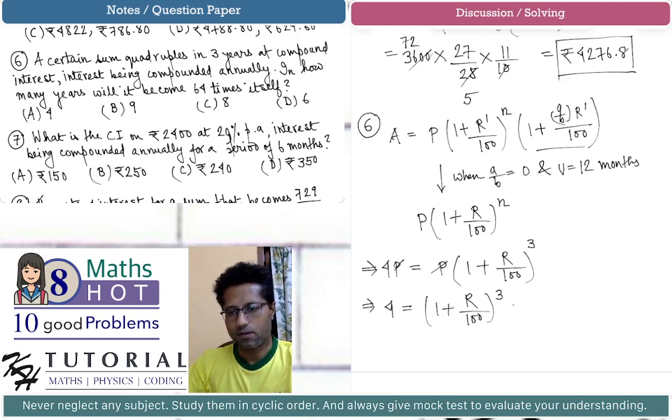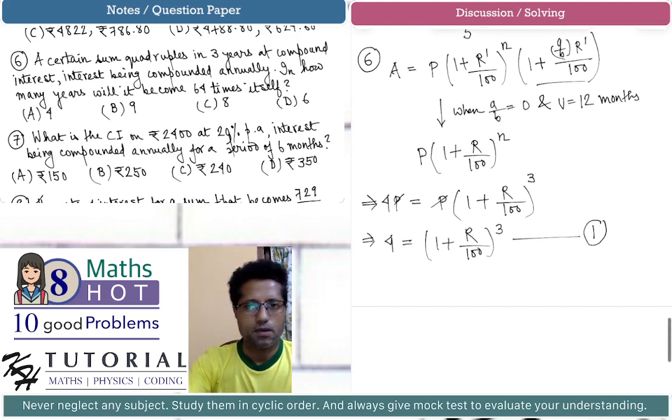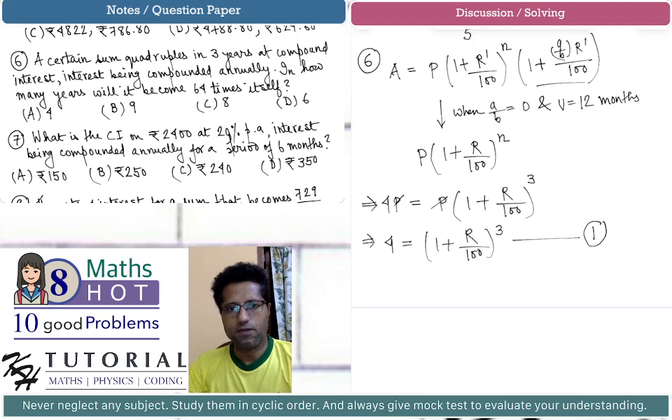So let us keep this equation and give it a number, that is 1. Let this be equation 1, where we know that (1 + r/100)^3 is equal to 4. Now let's see, it is asking in how many years will it become 64 times itself.